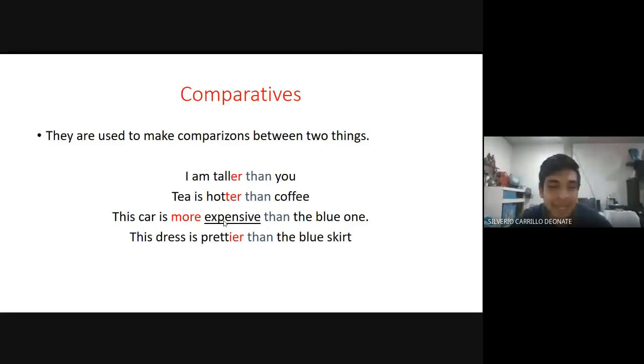And the last example contains the last rule. It says in here, this dress is prettier than the blue skirt. This dress is prettier than the blue skirt. In this case, when we have an adjective that finishes in y, we drop the y and we add i plus er. So remember, those are the rules for this part.